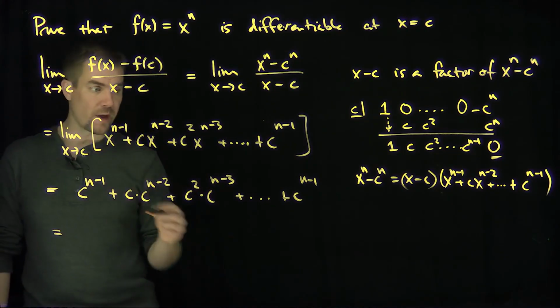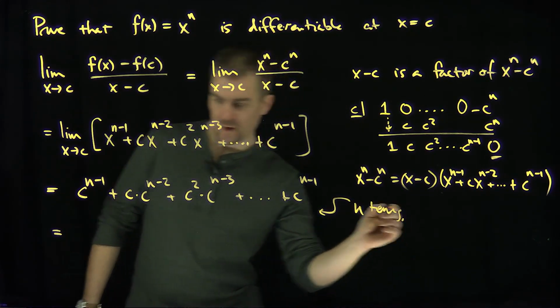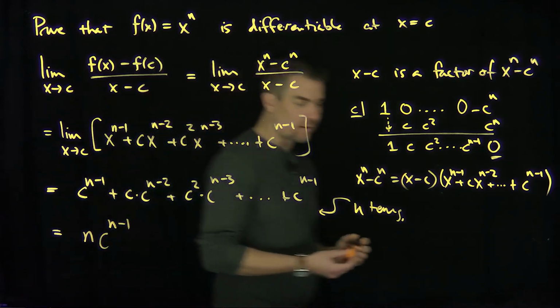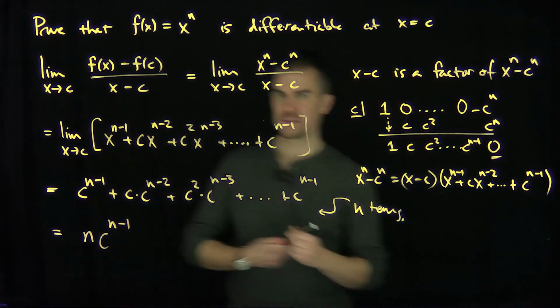How many c to the n minus 1s do we have here? We have n copies. So there's n terms over here. And so what we have over here is n times c to the n minus 1. And that gives us our familiar power rule. So the limit exists, great.